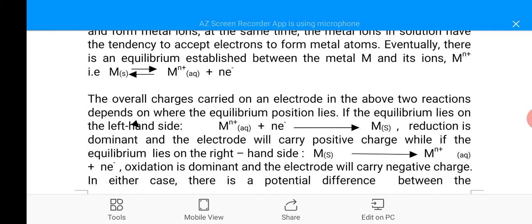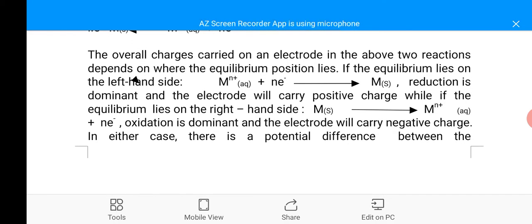While if the equilibrium lies on the right hand side, meaning that we are having the metal atom being converted to what? To metal ion, as we have Mn+ aqueous there. So the metal atom is forming ion with the loss of what? Electron. What is oxidation? Oxidation is loss of electron in terms of electron transfer. So that means oxidation is dominant and the electrode will carry negative charge.